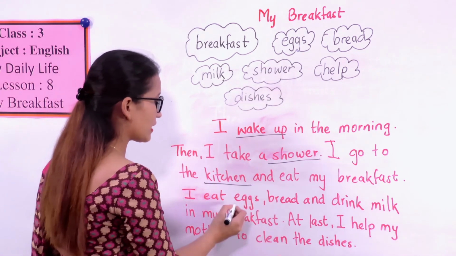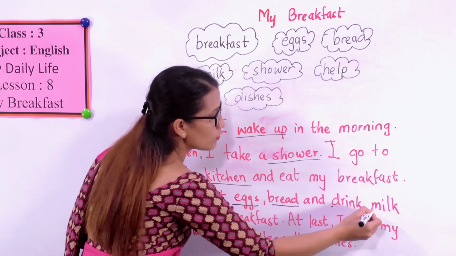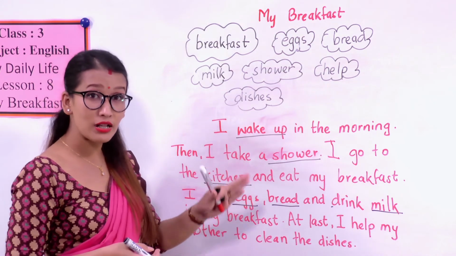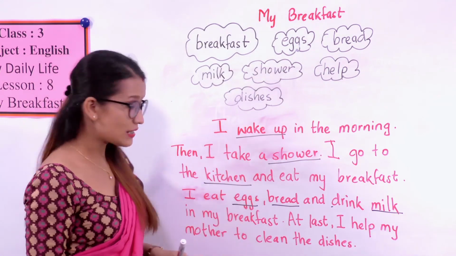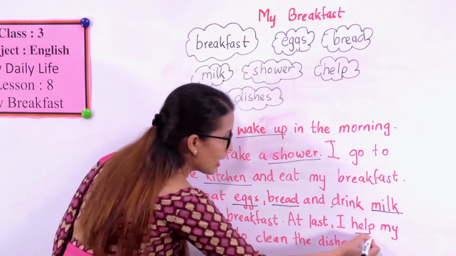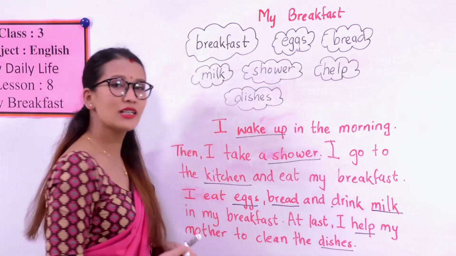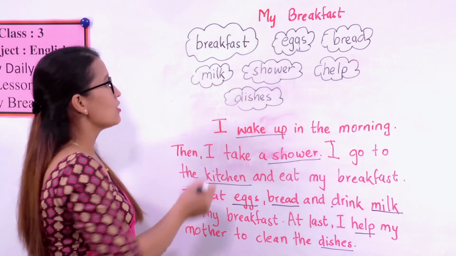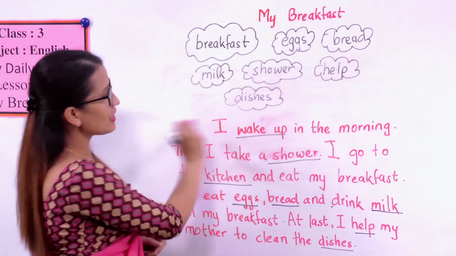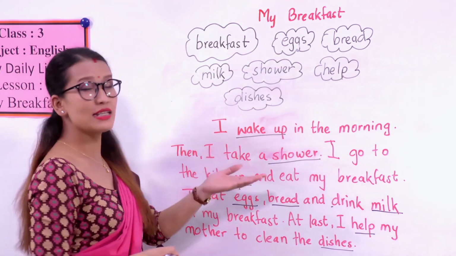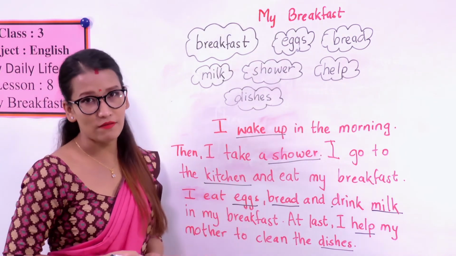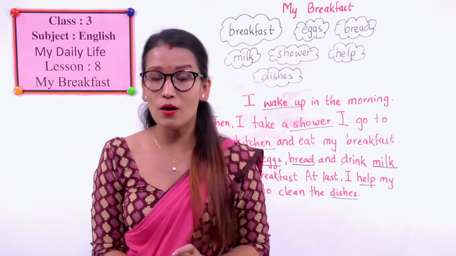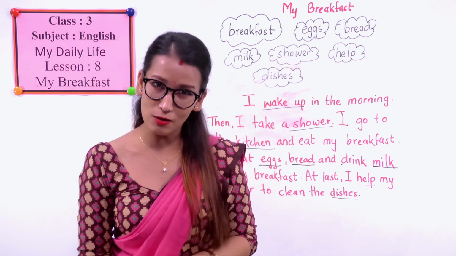Then what do I eat? We need to use the name of food. What do we eat in our breakfast? I eat eggs, bread and milk. You might eat a different kind of food. And then at last, I help my mother to clean the dishes. Do you also help your mother after your breakfast? Yes, you need to do that. So these are the key words. Using these words, you can make sentences and write a paragraph about your breakfast in your book. And you can show it to your elders, teachers, or anyone who is elder than you and who is guiding you.